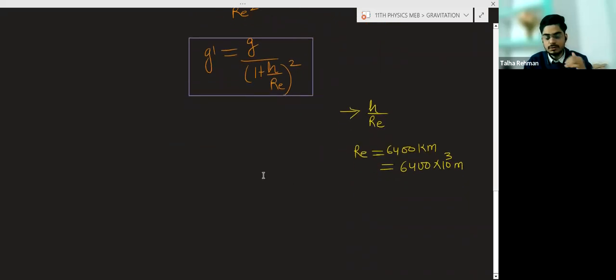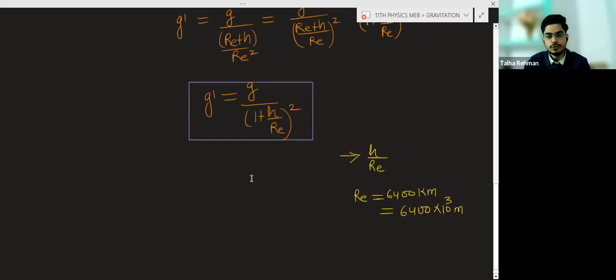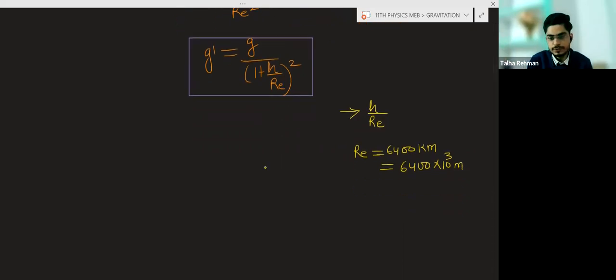For example, if you want to find the value of acceleration due to gravity on Mount Everest, we will see what the value will be there. If there is some problem in my voice, suppose my voice is cracking or something else, you can inform me.